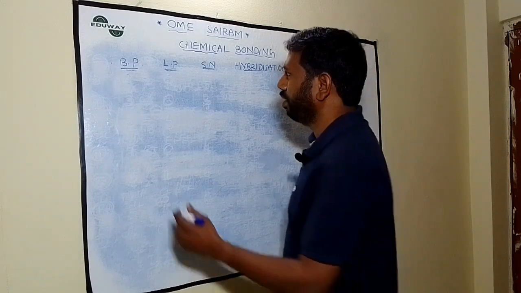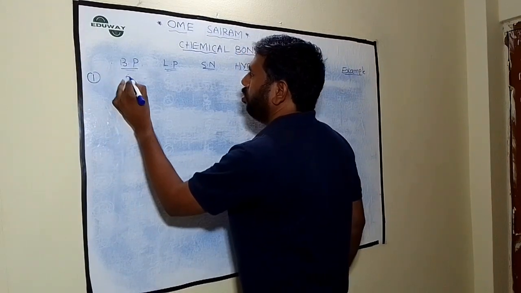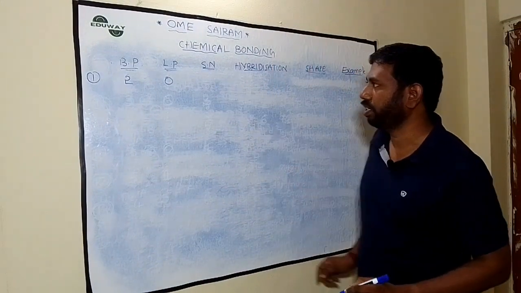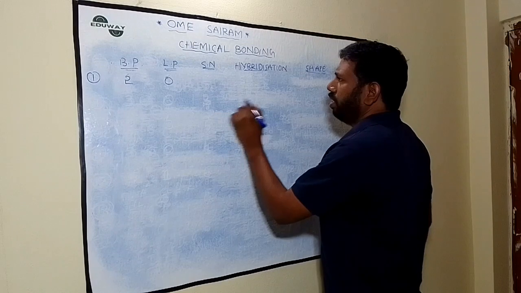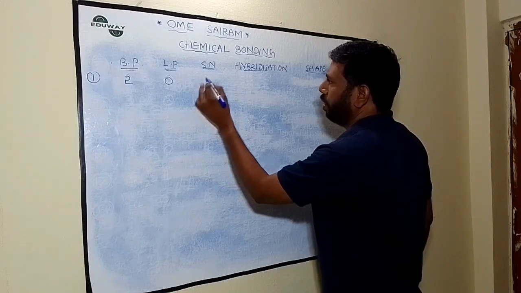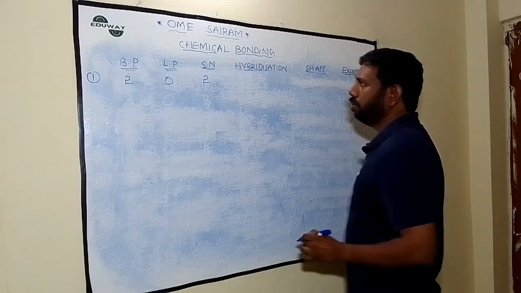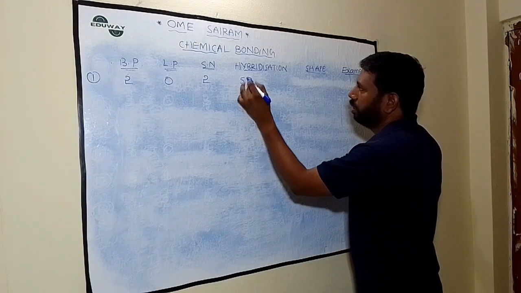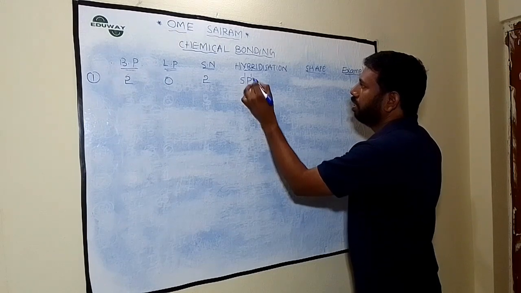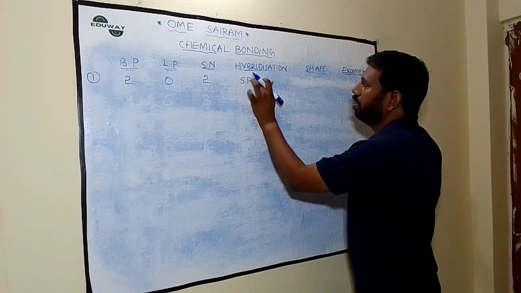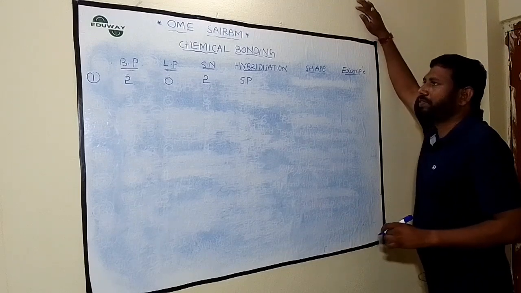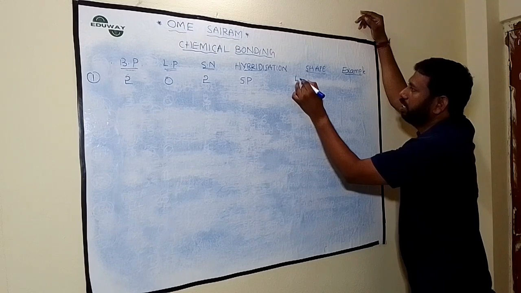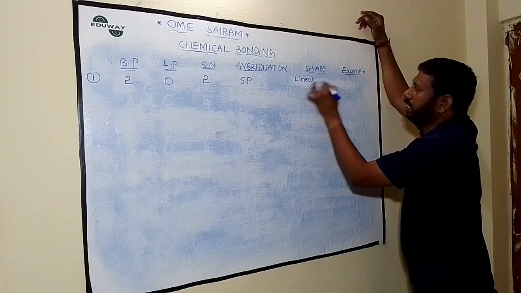For example, first we take 2 bond pairs and 0 lone pairs. Now steric number is nothing but the sum of bond pairs and lone pairs. 2 plus 0, 2. If any molecule has steric number 2, the hybridization should be sp. sp hybridization, s power 1, p power 1, so 1 plus 1, 2. Shape: if any molecule has 2 bond pairs and 0 lone pairs, the shape should be linear.